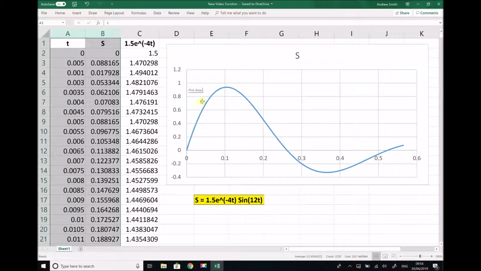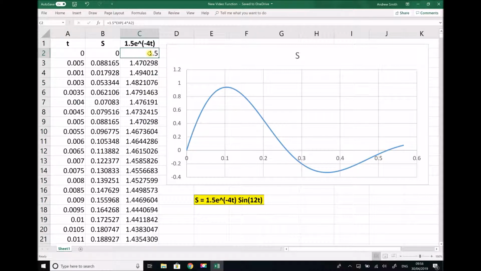The simplest way to think of this is if we have a mass oscillating on a spring, the mass is going to go up and down with respect to time, and as energy is lost, the magnitude of those oscillations is going to decrease. Now you'll notice that there's a third column here, and the third column is just for the first part of that function, 1.5 e to the power of minus 4t. So again, I've inputted a formula, equals 1.5 times the exponential of minus 4 times the column for t. And I just want to show you how that appears when added to our graph.